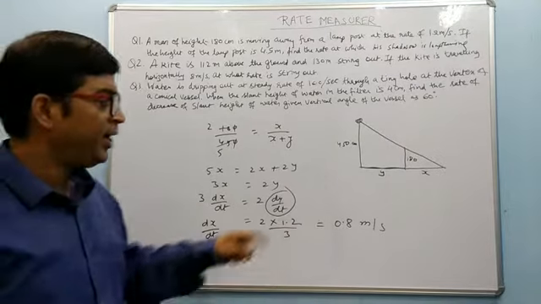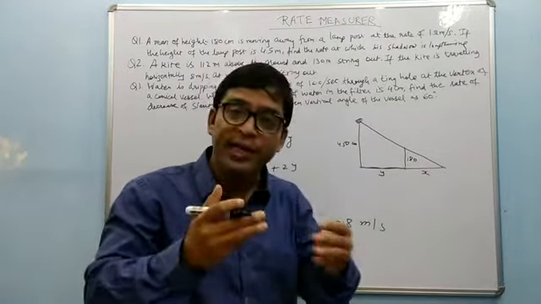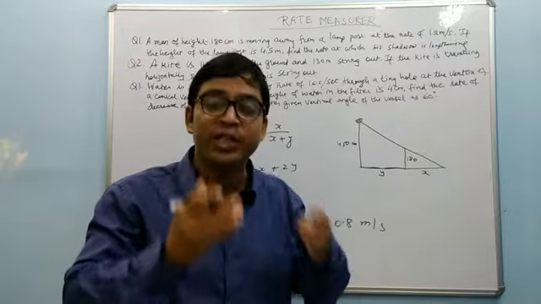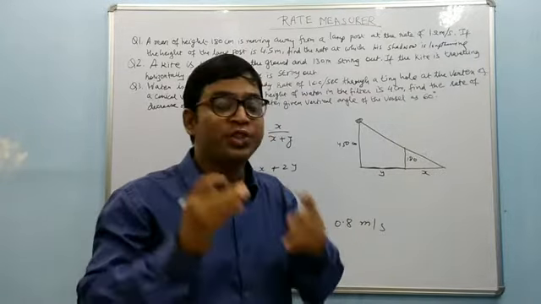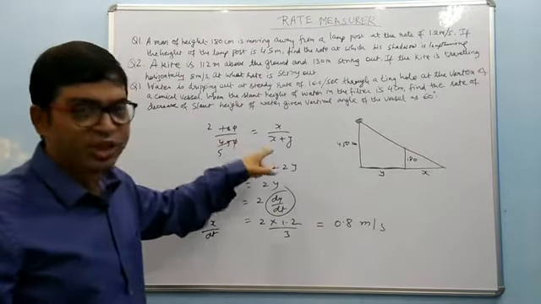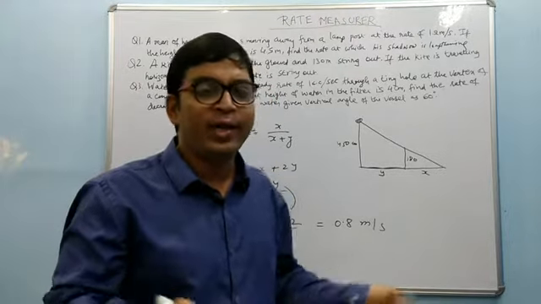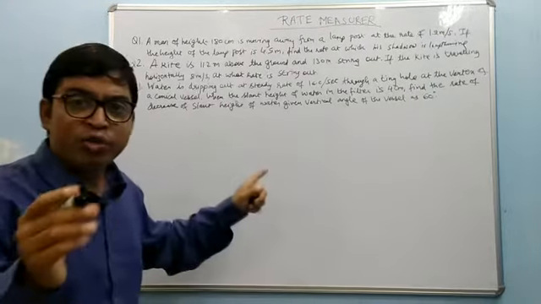And what is dx by dt? x is actually the length of shadow. So dx by dt is the rate of change of length of shadow. Very simple. Once again I am telling you, establish the relation between the variables, differentiate with respect to t and you will get the unknown thing. Now see question number 2.